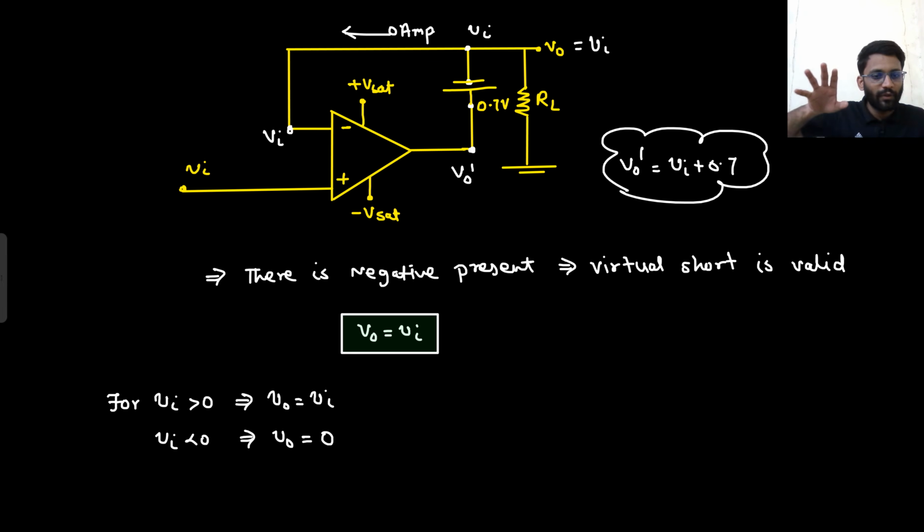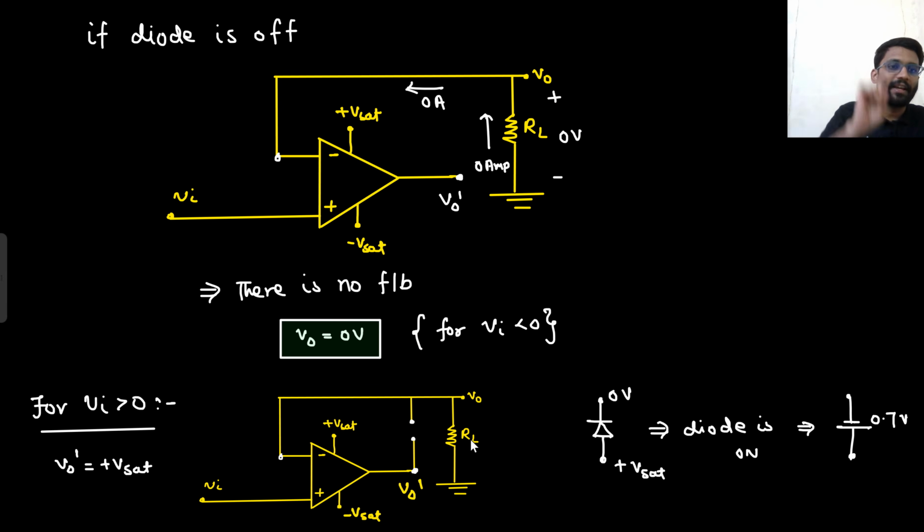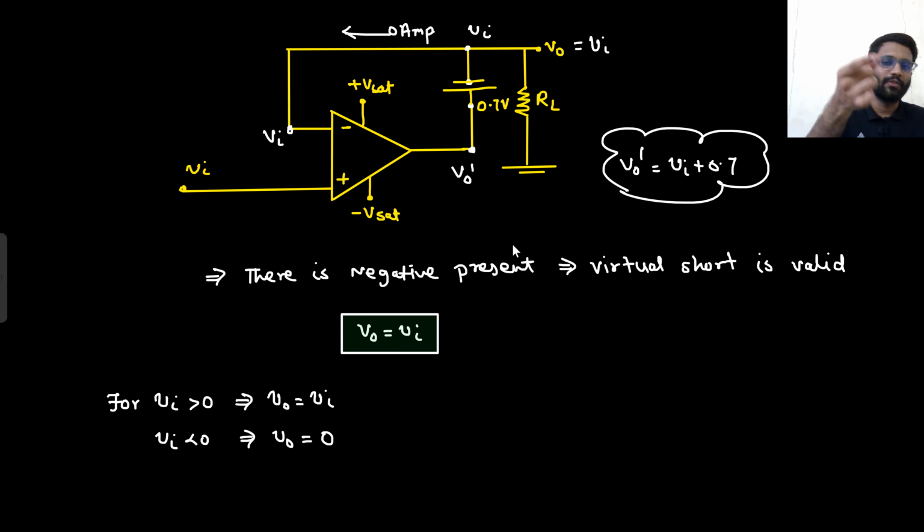First, I got V0' equal to plus Vset only when I was trying to check the operating condition of the diode. I checked the operating condition of the diode and found that it is on. If the diode is on, I replaced it with the battery of 0.7. Now there is negative feedback involved, so this Vin will be simply copied here because the concept of virtual short is valid. So my V0 is simply equal to Vin. That's it.